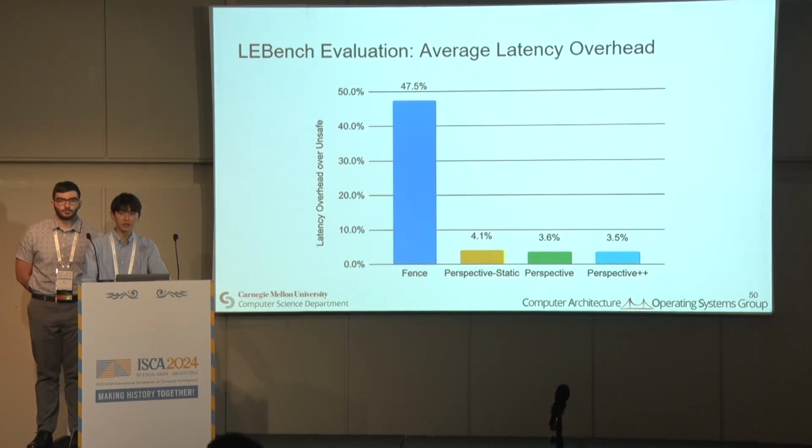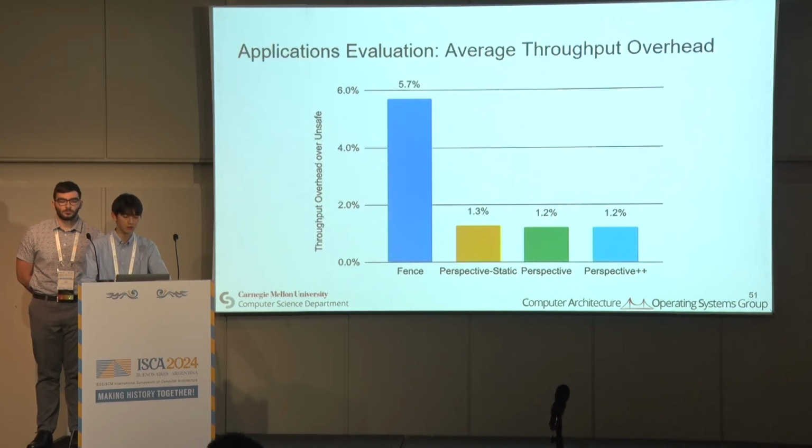On LEBench, we can see that all 3 versions of Perspective demonstrate a significantly lower overhead of about 3.5% compared to Fence, which has a 47.5% overhead. Data center applications also demonstrate a similar profile where Perspective has a lower overhead of 1.2% compared to 5.7% overhead of Fence.